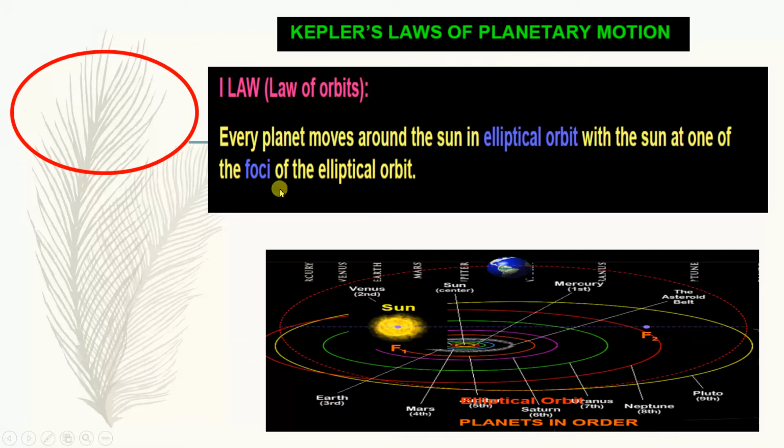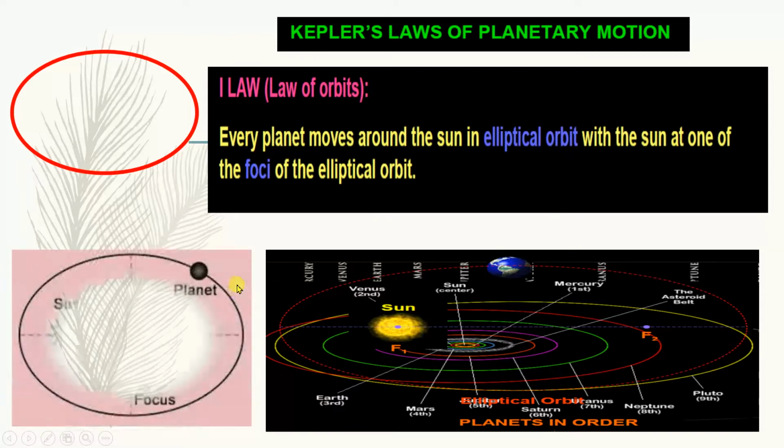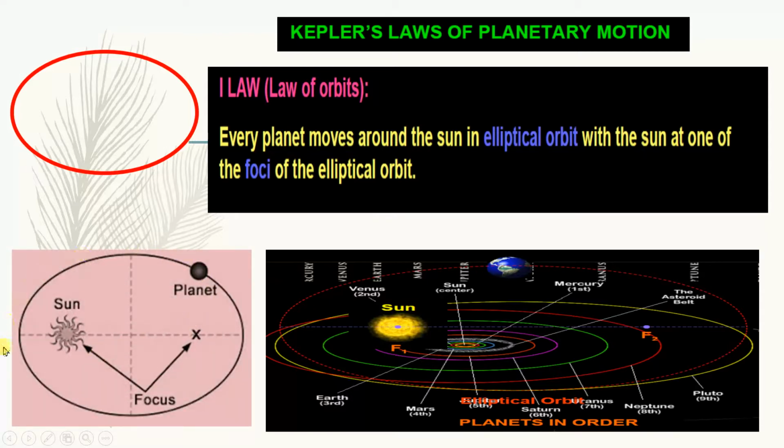Okay, now what about these foci? Foci is the plural of focus, and when the planets move around the sun in the ellipse, the sun will be present at one of the foci. There are two foci of the ellipse and the sun will be present at one of them. The sun will not be at the center. Clear? This was the first law of Kepler. Just understand it, no need to learn it: every planet moves around the sun in an elliptical orbit and the sun is present at any one of the foci.